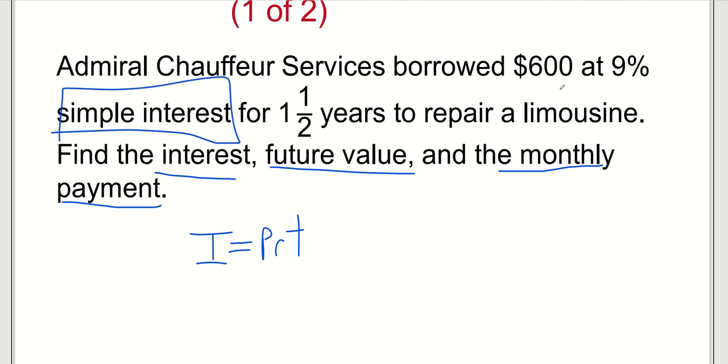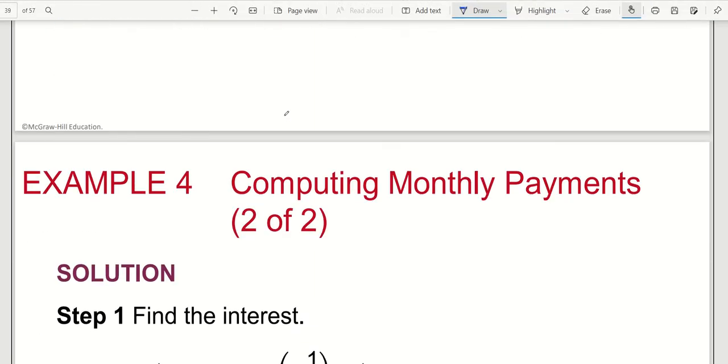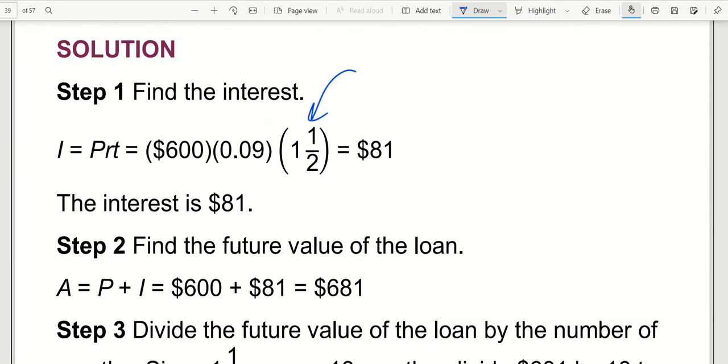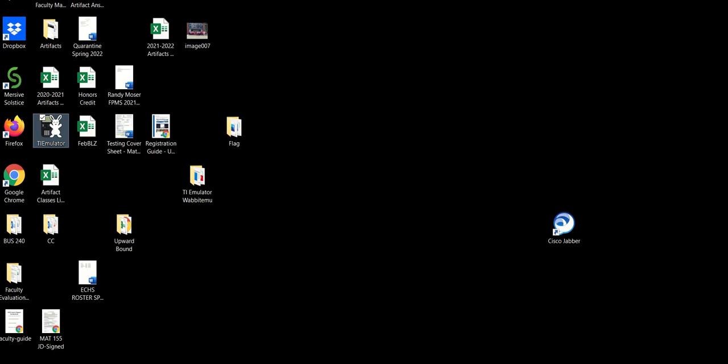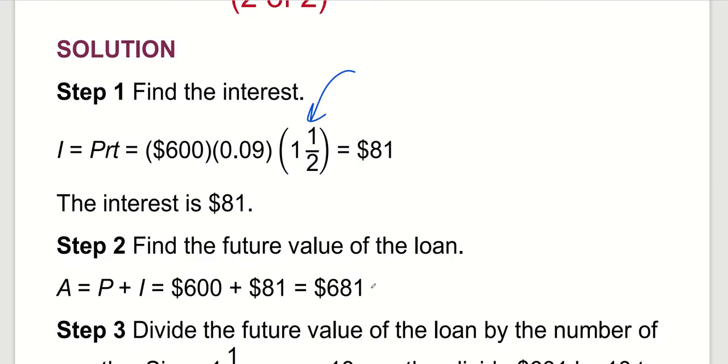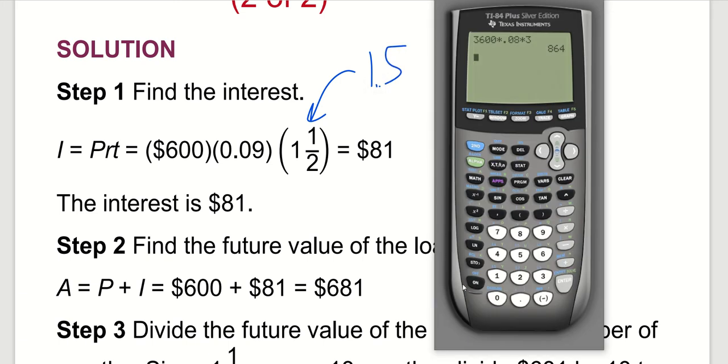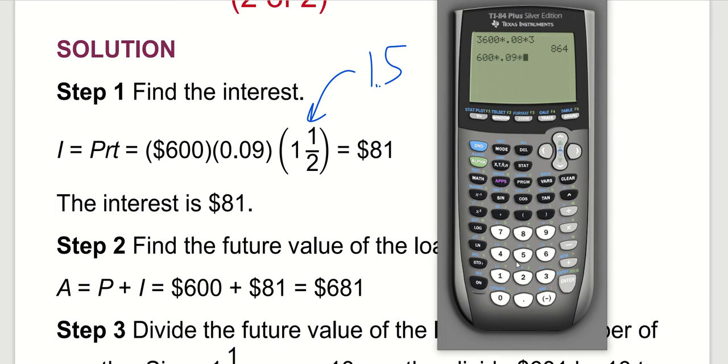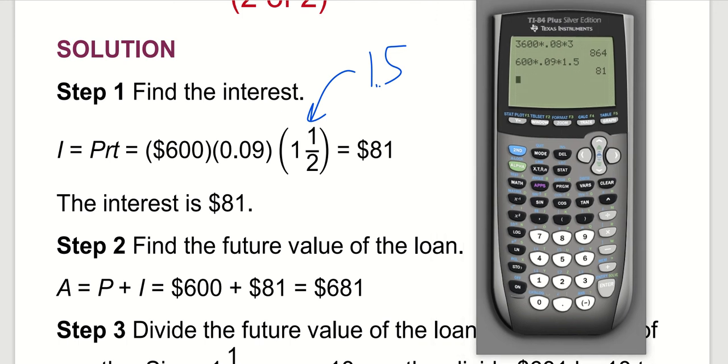P is going to be 600. R is 9%, so that's going to be 0.09. And the easiest way to use the 1.5, you can put that into your calculator. That's just simply going to be 1.5. So this is 1.5. Let's multiply it out. So P times R times t, and that would give us $81. So the amount of interest this limousine company would need to pay is going to be $81.